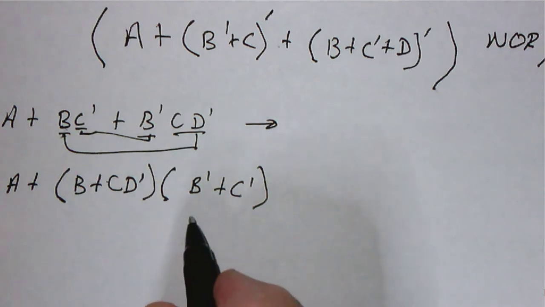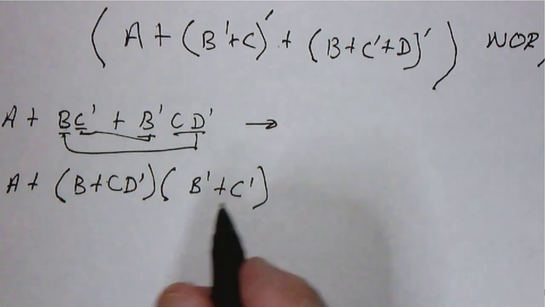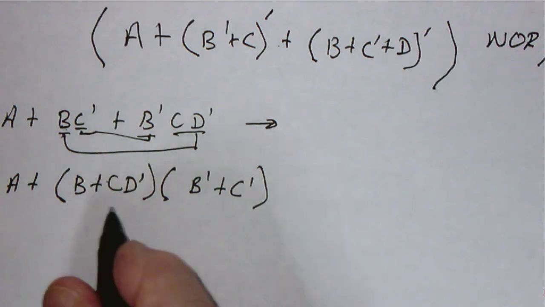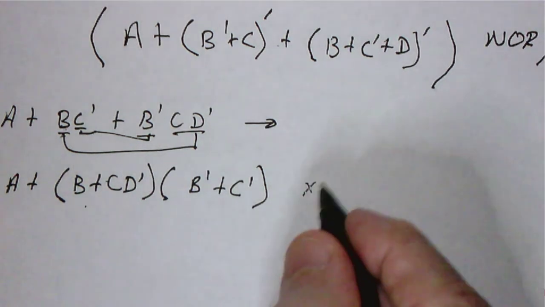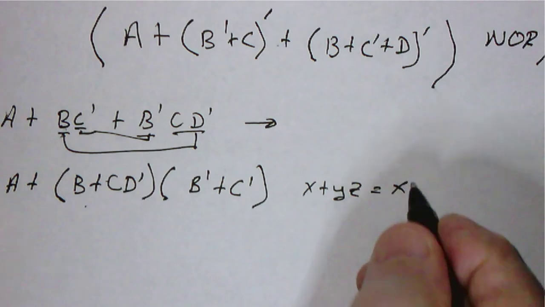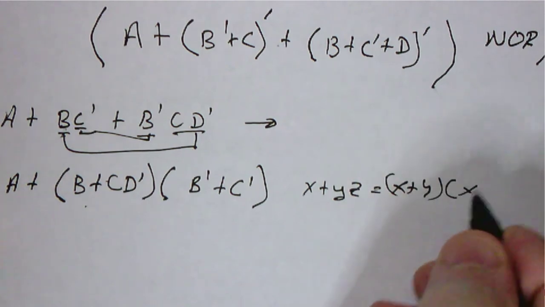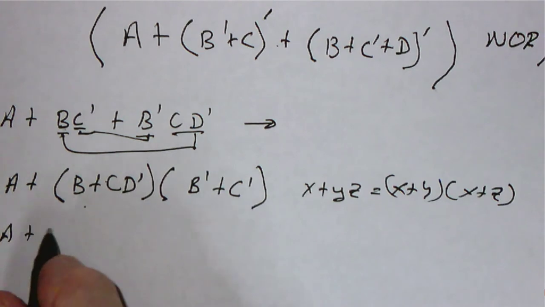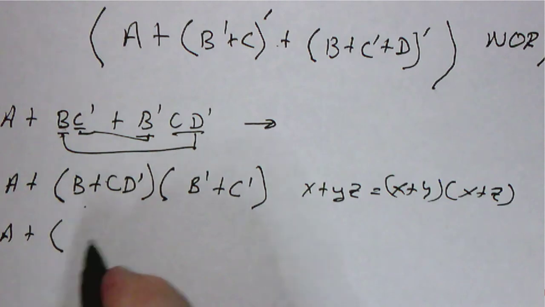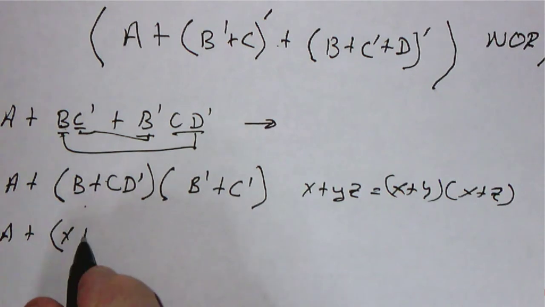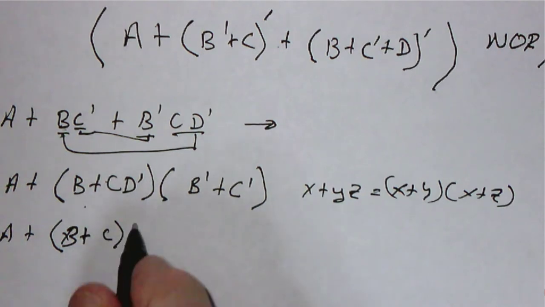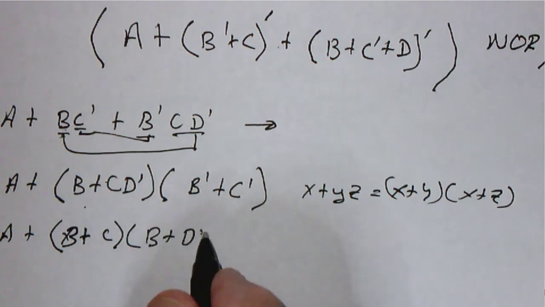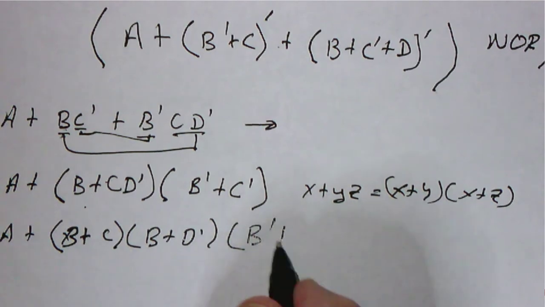So I do have to expand this. I'll use the second distributive law here, x plus yz equals x plus y times x plus z. So then we'll wind up with a plus, b plus c times b plus d prime times b prime plus c prime.